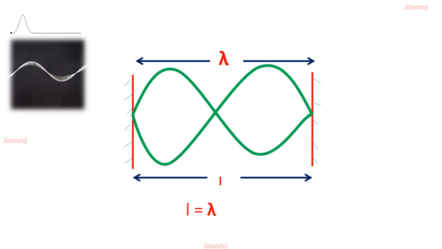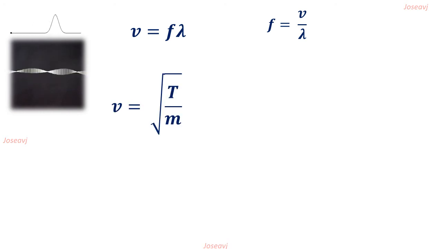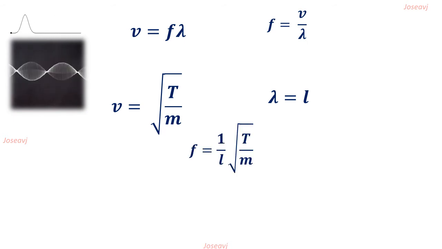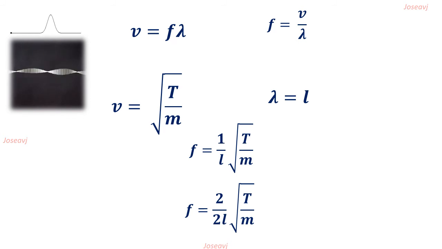If it is vibrating with two segments, then the relation between length and wavelength is L is equal to lambda. Velocity is equal to f lambda, f equal to v by lambda, and the velocity we know it is root of T by m, lambda equal to L. If it is vibrating with two segments, then f is equal to 1 by L root of T by m. It can also be expressed as f is equal to 2 by 2L root of T by m. If it is vibrating with two segments, expression for frequency is 2 by 2L root of T by m.